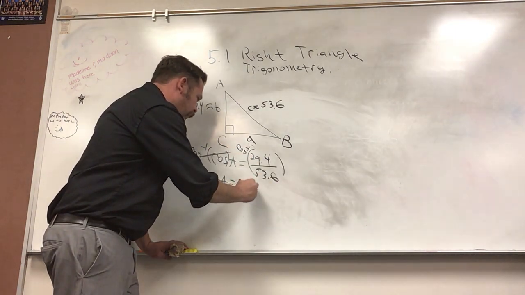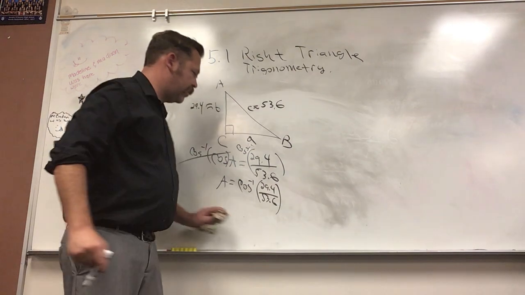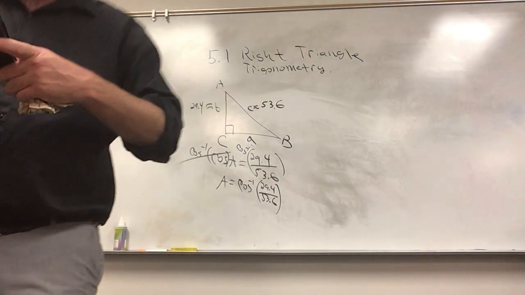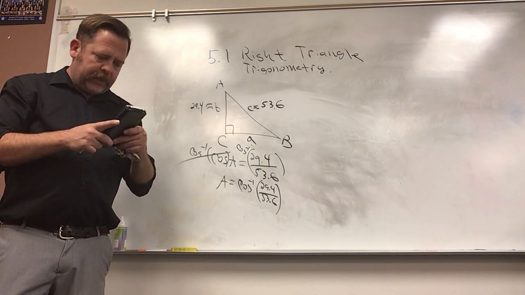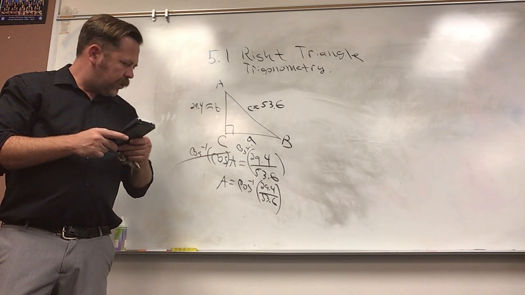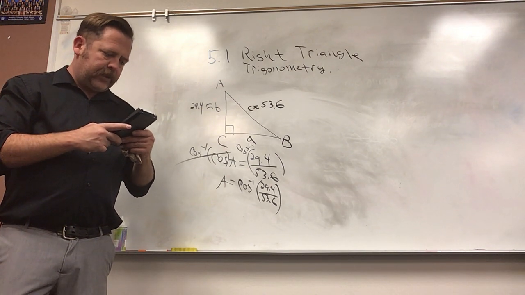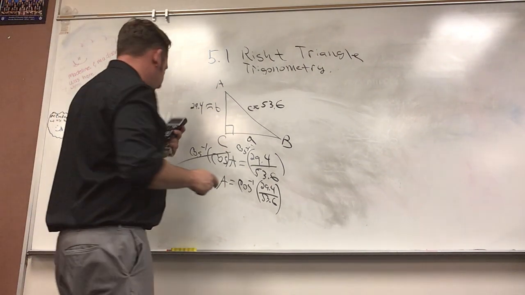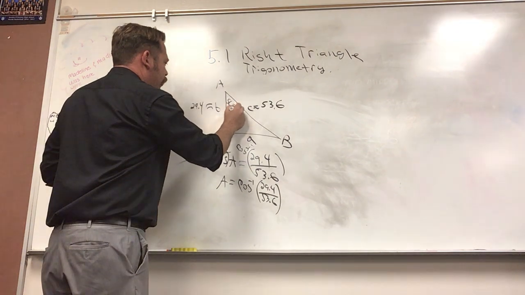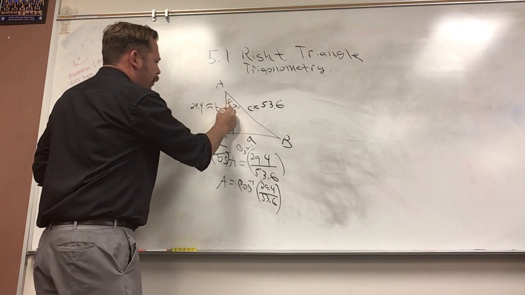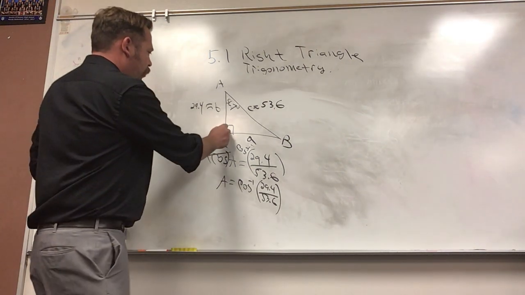So cosine inverse of 29.4 over 53.6. Let's punch that in and see what we get. Cosine inverse of 29.4 divided by 53.6 is 56.7 degrees. So for angle A, I got 56.7 degrees. Does that seem reasonable? I think that's reasonable. What if you got something bigger than 90? Would that be possible? No, because this angle here is already 90.